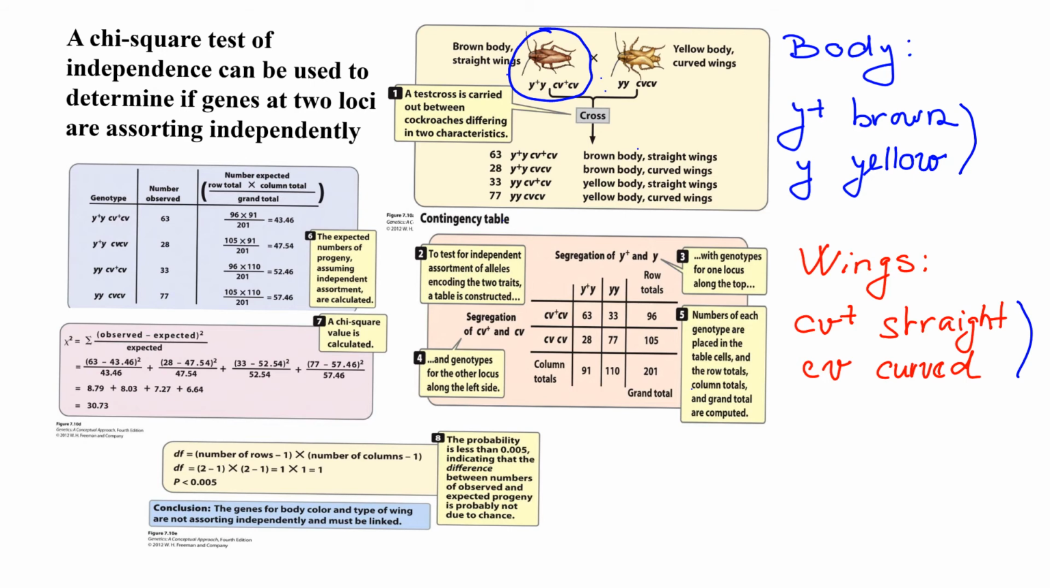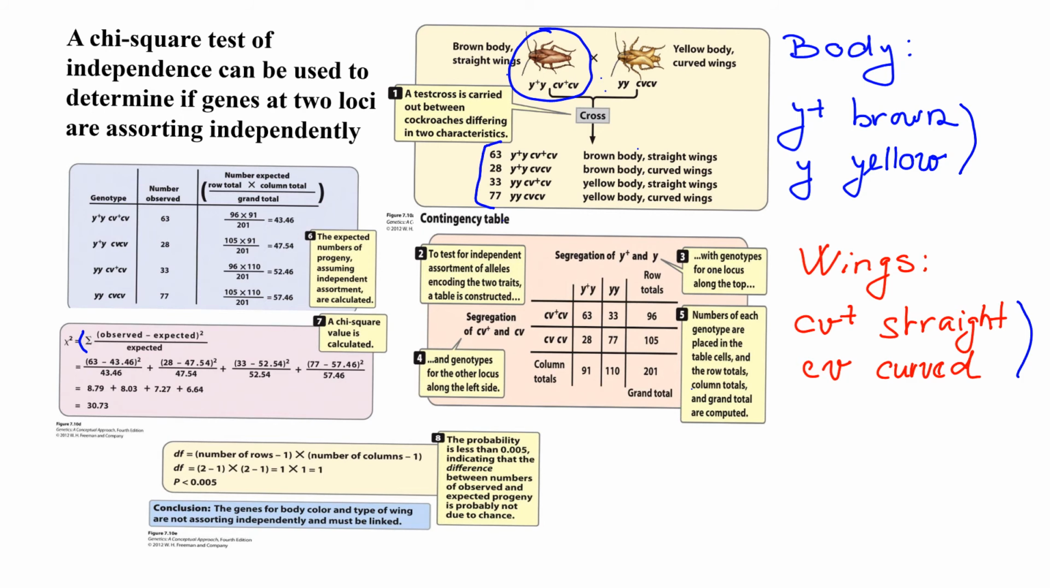So you test cross this cockroach and these are the offspring you get: 63, 28, 33, and 77. Now, you remember chi-square is a sum of squares of observed minus expected divided by expected. Now we run into one problem here. If you have independent assortment following Mendelian inheritance, you know what is expected according to the expected ratios. However, when you use chi-square test of independence, you don't know what the expected might be. So you have to calculate it.